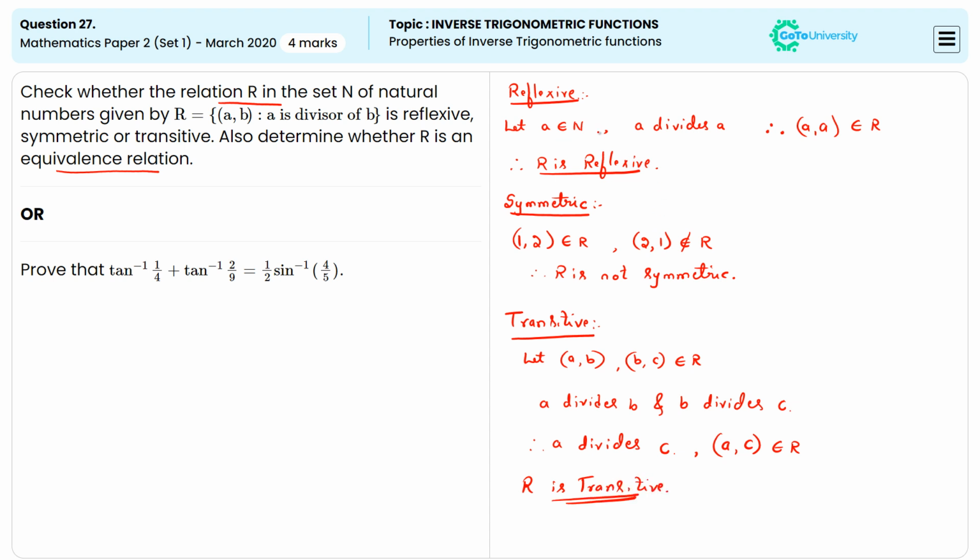Now first they have asked us to check whether they are reflexive, symmetric and transitive. We got to know that it is reflexive and transitive but not symmetric. Next, at last they are asking us to check whether it is an equivalence relation. No, it is not an equivalence relation, as it is not symmetric.